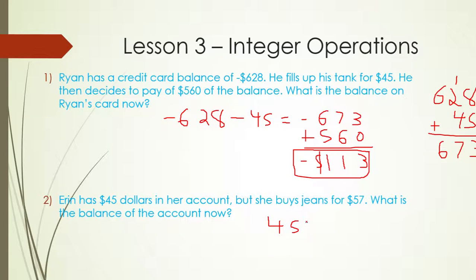She has $45 in her account, but she buys something. So that's going to be subtract. So we're going to minus 57. Okay, really that's like 57 minus 45. And then we subtract, and we get 12. So is this going to be 12, negative 12, or positive $12? If she spent more than she has. Yeah, it's going to be negative.